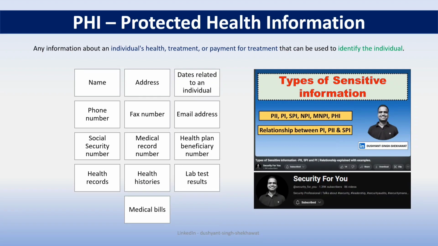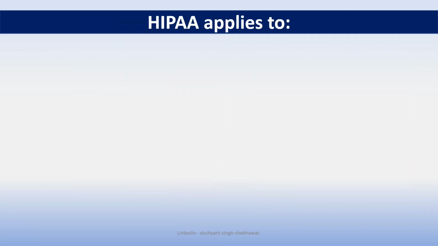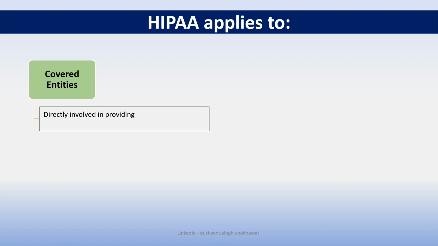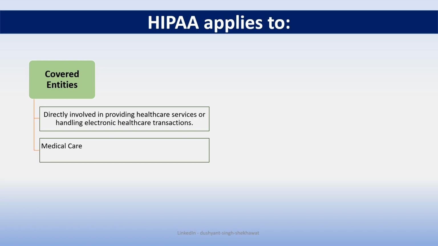So now coming back to the topic, there are different organizations which are covered under HIPAA. So let's discuss that. First is covered entities. These organizations are directly involved in providing healthcare services or handling electronic healthcare transactions like medical care providers, health insurance companies, laboratories, healthcare clearing houses.